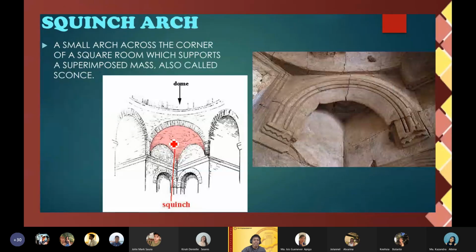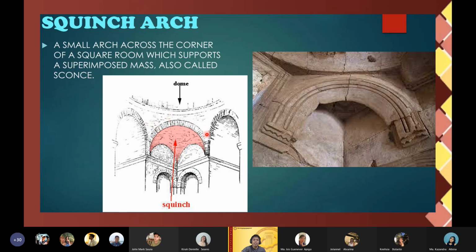Another term, squinch arc. What does it mean? A small arc across the corner of a square room which supports a superimposed mass, also called sconce. So this is the squinch. It is very typical in Byzantine architecture because this is the type of arc that supports the dome. So if you notice here, this is the base of the dome. This is the circular part, that's the base of the dome. After that, the dome is up above. Here, this is the triangular part.